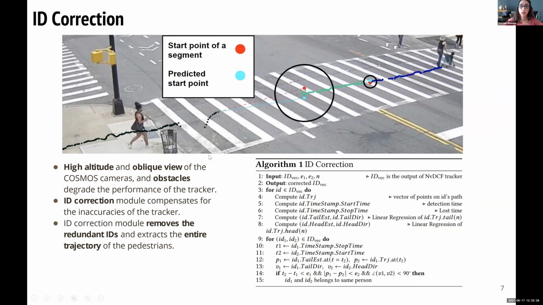For example, in this picture that you see, if you consider these segments that belong to a single trajectory of this person, the ID correction can use the linear approximation of the tail of one of the segments and approximate the start point of the subsequent segment. And in case this approximation is a good approximation, it is likely that these two segments belong to a single trajectory.